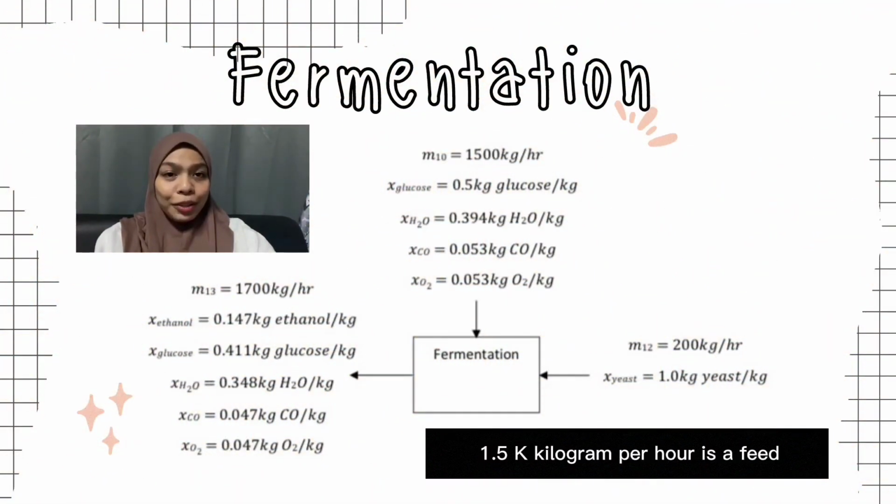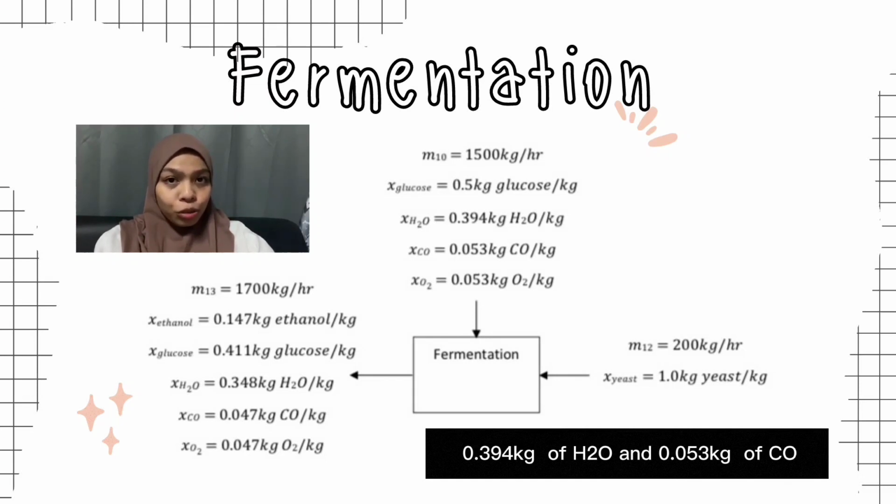1.5 kg per hour is a feed to a fermenter that contains 0.5 kg of glucose, 0.394 kg of H2O, and 0.053 kg of CO2 and 0.053 kg of O2. For the second input, it contains 1 kg of yeast at a rate of 200 kg per hour. Both inputs produce one output.